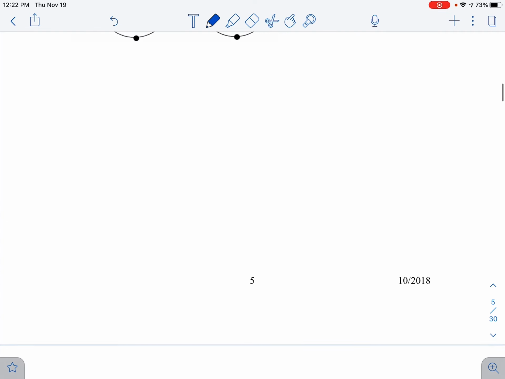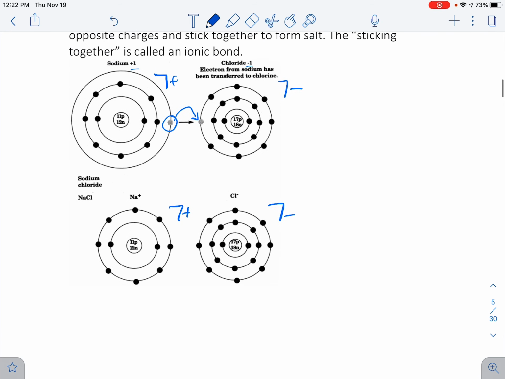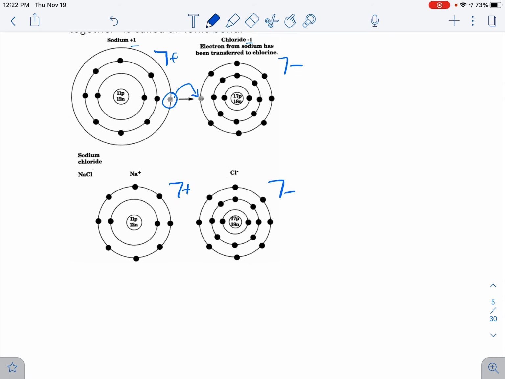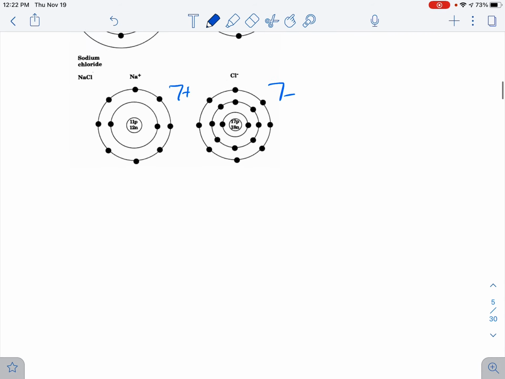Okay, so that's our brief intro into ionic compounds, ionic bonding. The next thing we're going to talk about is chemical formulas. We've done a little bit more work on ionic bonds.